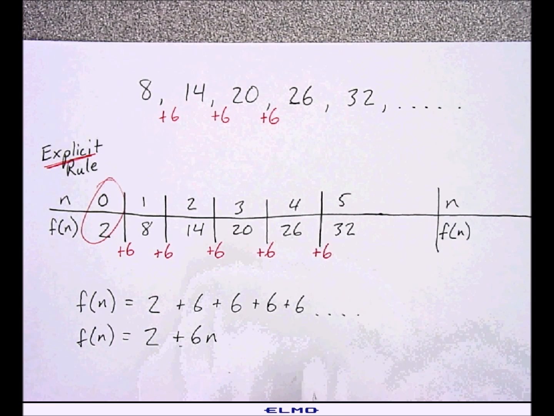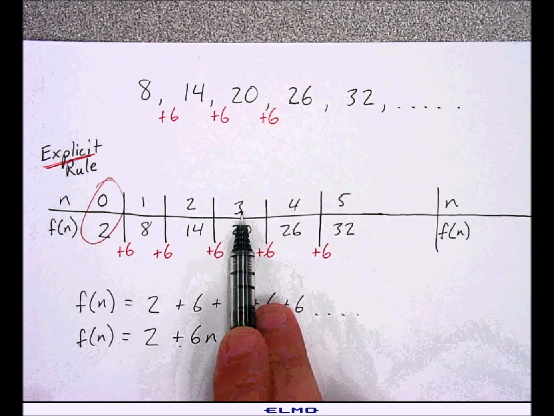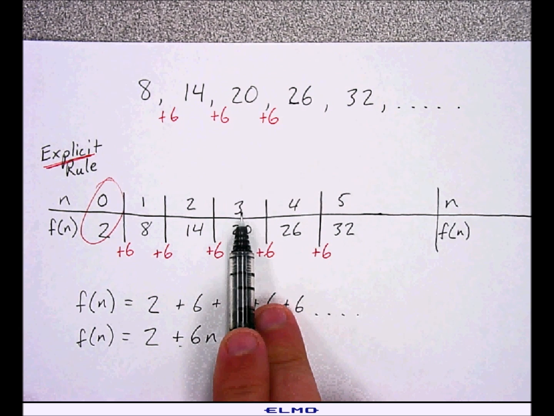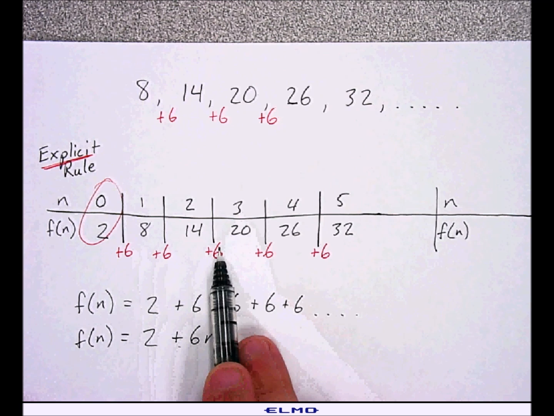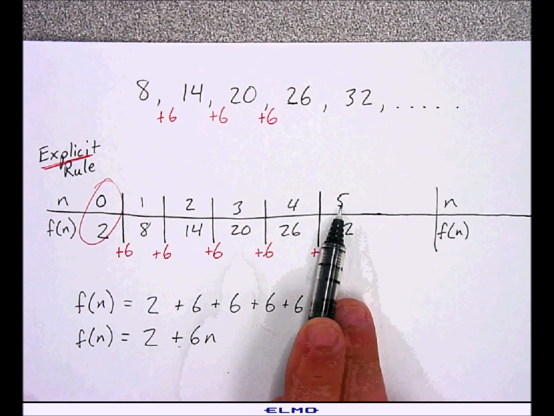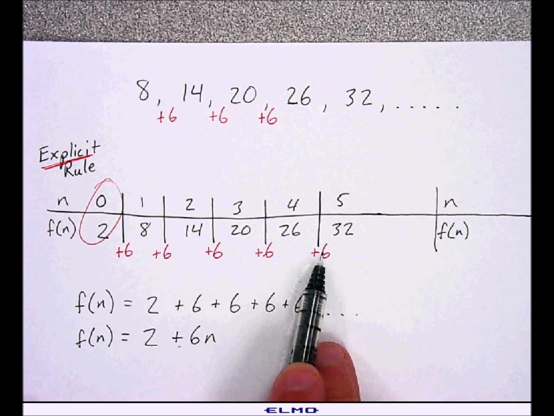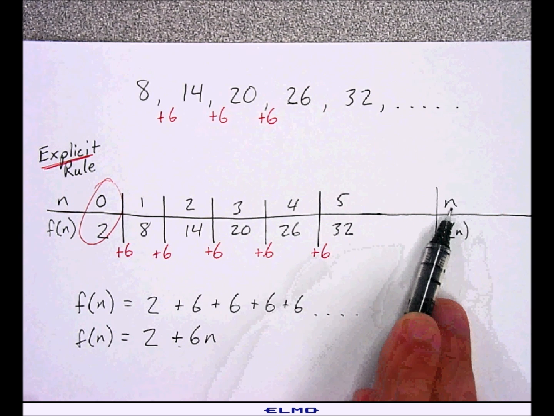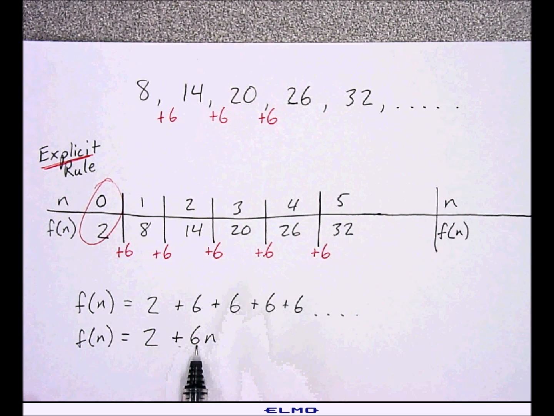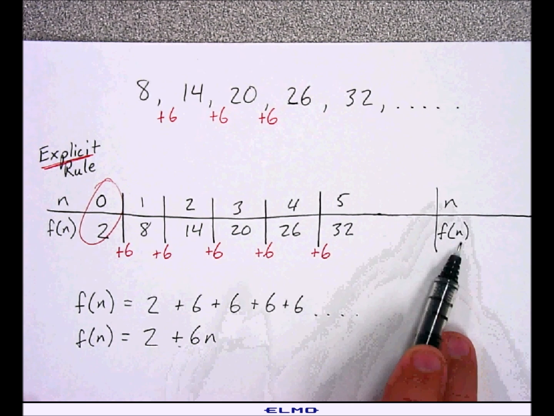For example, when I'm at the 3rd term, how many times has that plus 6 happened? 1, 2, 3 times to get here. When I'm at 5, how many times has the plus 6 happened? 1, 2, 3, 4, 5 times. When I want n, how many times will that plus 6 have happened? Well, plus 6 will have happened n times to get me to n.